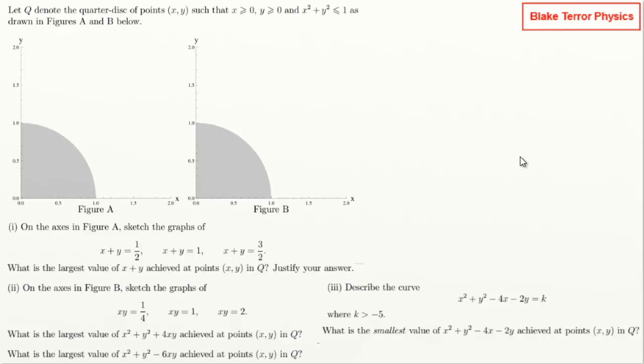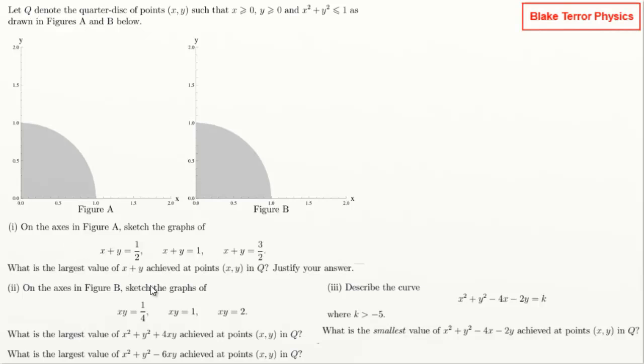Hello, this is question 4 from the 2011 MAT. We've got, let Q denote the quarter disk of points (x, y). So not a circle, a disk, such that x and y are both greater than or equal to 0, x squared plus y squared is less than or equal to 1, as drawn in these two figures. On the axes in figure A, sketch these graphs. What's the largest value of x plus y achieved at points in Q?